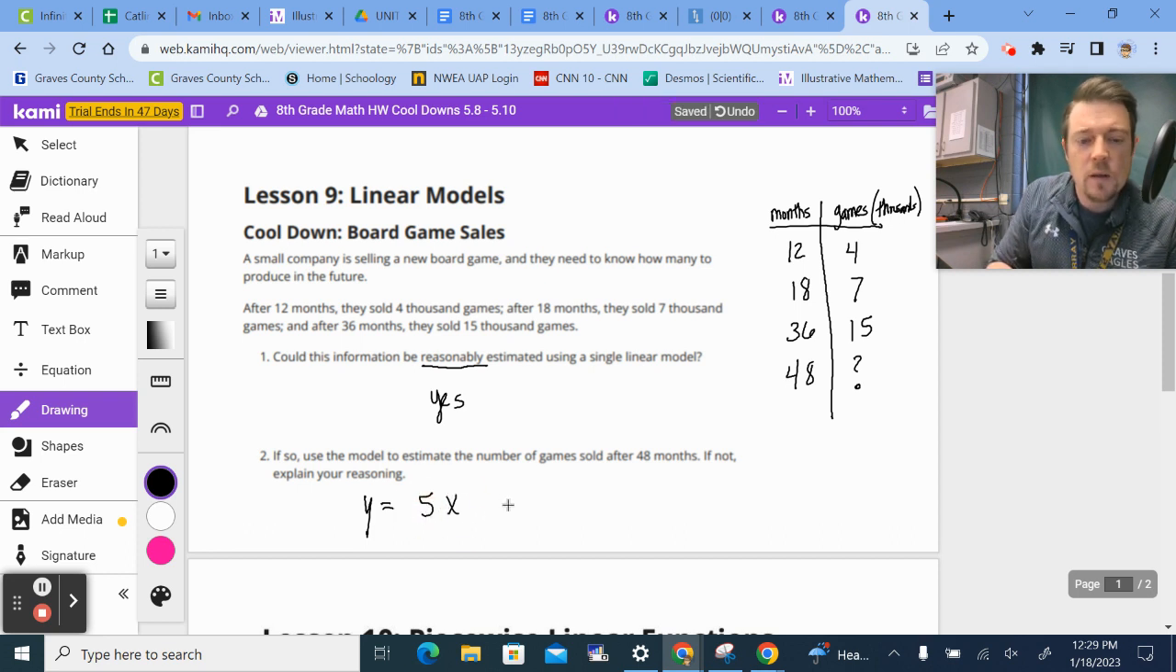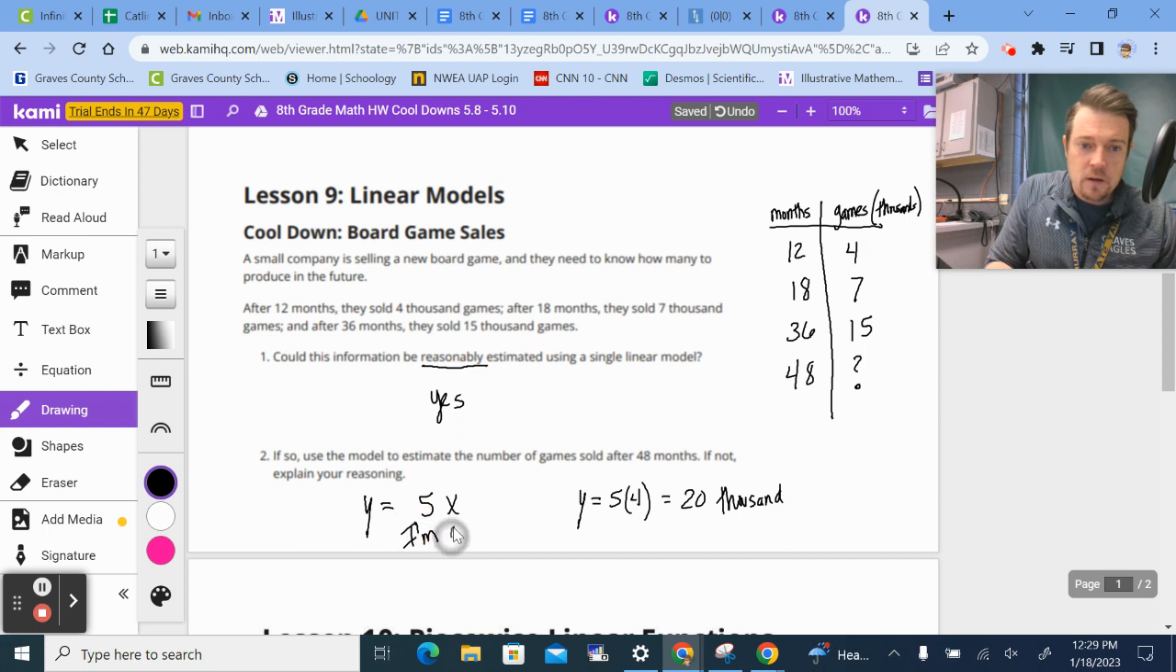That's my model. And so if my number of years or months is 48, then I'm going to plug in 4. So Y equals 5 times 4. I'm going to guess, based on my model, which I think is reasonable, that they'd be around 20,000 games. And that would be going up 5 more in the next year from 36 to 48, which makes sense, right? So my guess is 20,000.